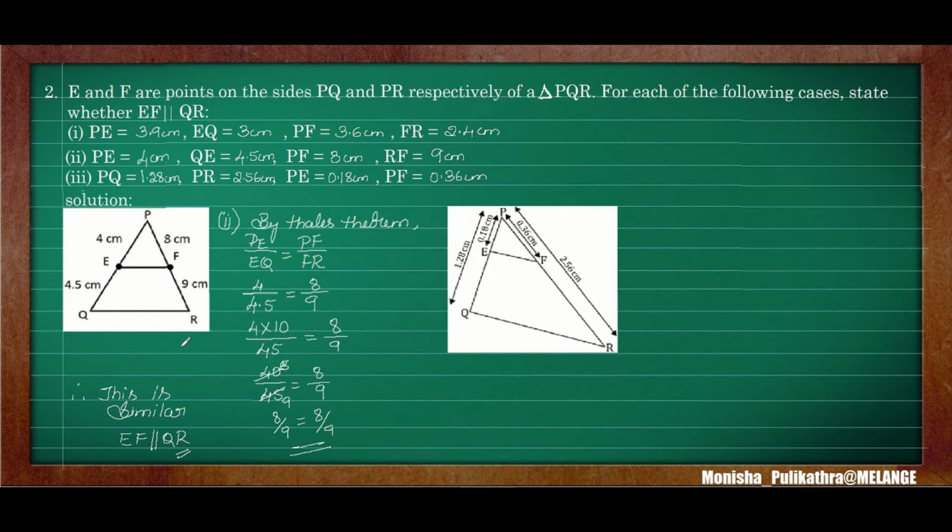Moving on to the third sub-question of the second problem. In the third sub-question, they have given PQ is equal to 1.8, PR is equal to 2.56, PE is equal to 0.18 and PF is equal to 0.36. So here we need to use the converse of Thales theorem.